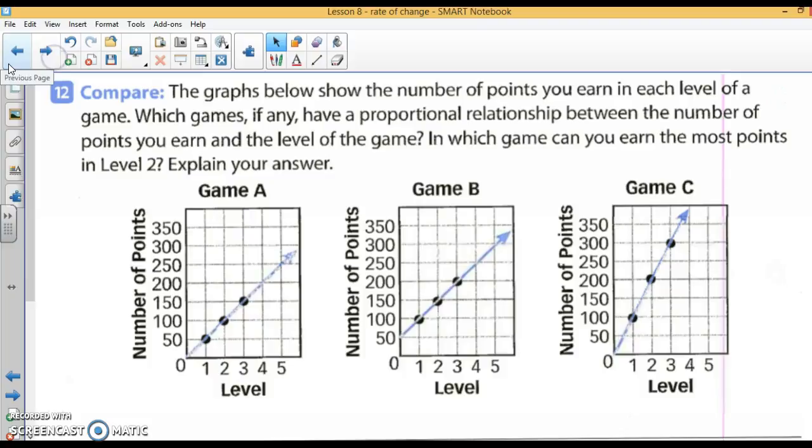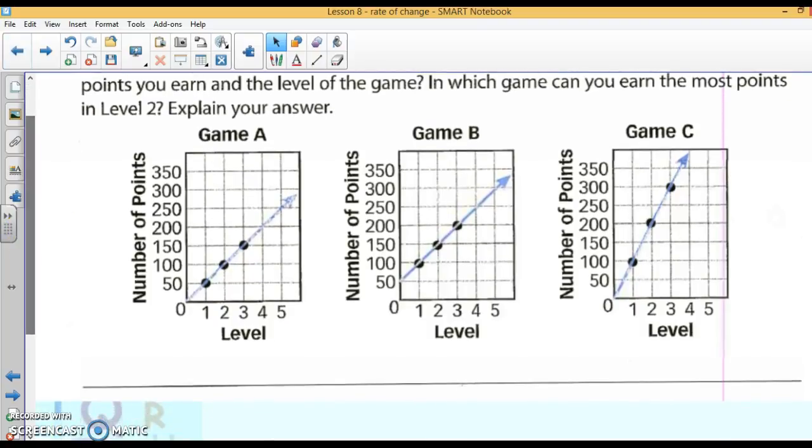All right, I would like you to do this problem for a warm-up, so pause the video right now and try this. It says, the graphs below show the number of points you earn in each level of a video game. Which games, if any, have a proportional relationship between the number of points you earn and the level of the game? In which game can you earn the most points in level 2? Explain your answer.